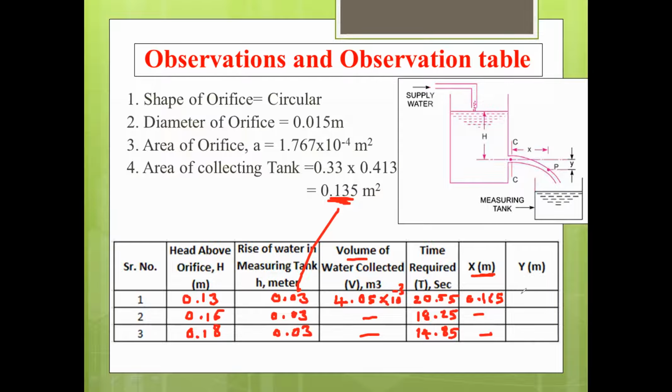For the first reading, what was the y value? 0.04 meter. 0.04. For the second? 0.025. 0.025. For the third? 0.02. Okay, so these are the observations that we have got for this particular practical.